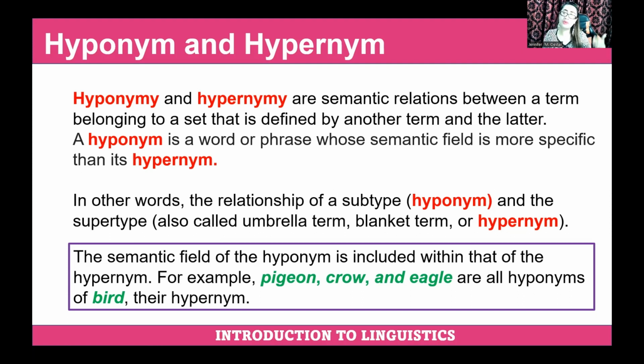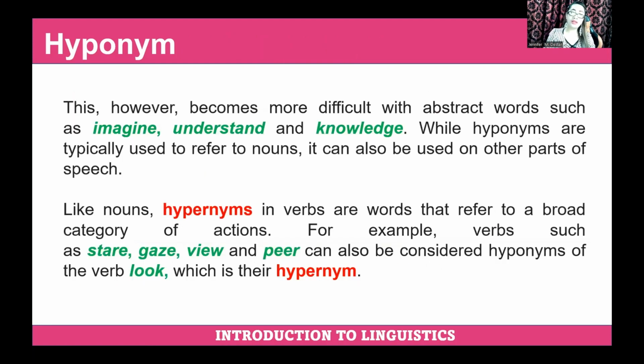So, sasabihin nyo anong uri ba ng ibon ang nabanggit. So, also applicable in others, halimbawa sa mga bulaklak. Tell the different varieties of flowers. So, yung varieties of flowers are hyponym and the hypernym are the flowers itself. However, it becomes more difficult. Bakit daw? With abstract words such as imagine, understand, and knowledge.